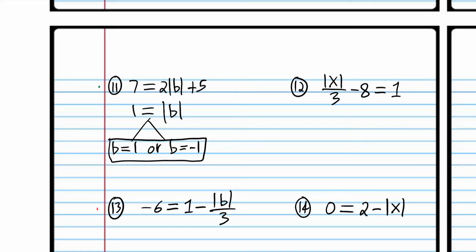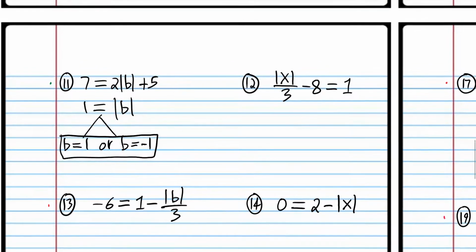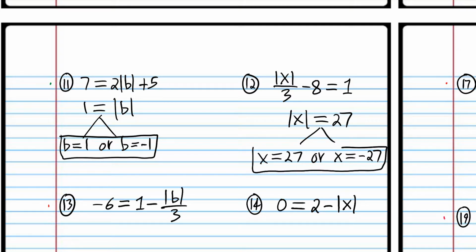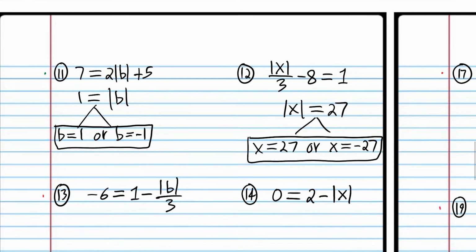So b is 1 or -1. So if you got those answers, good job. So now absolute value of x is equal to 27. Separate and we get x is equal to 27 or x is equal to -27. So if you got those answers, good job.